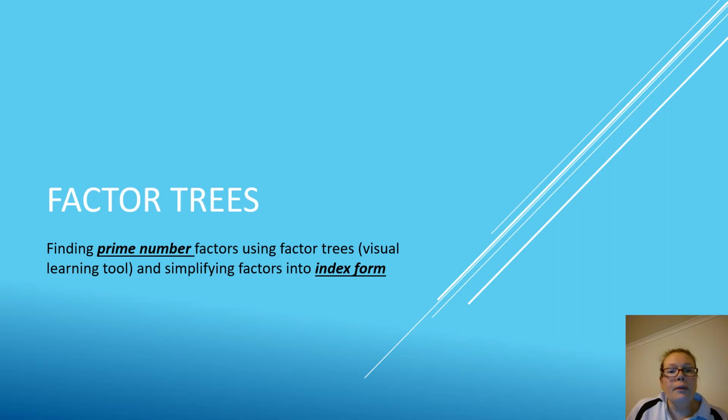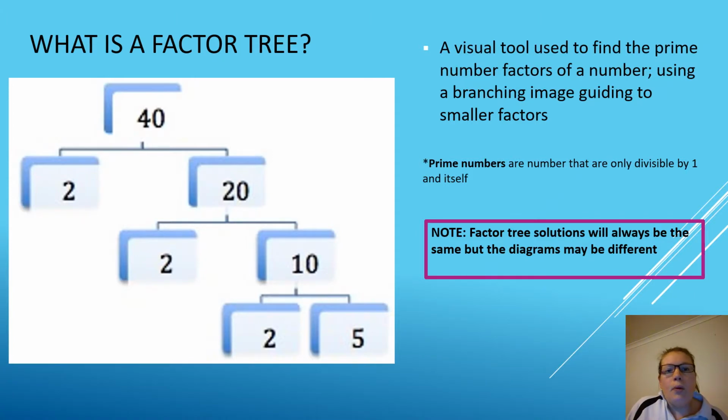Okay, so we've been looking at factors in class, and if you're just watching this and maybe missed a couple lessons, one way of finding factors is to use the visual tool factor trees. You use it to find prime number factors, and then you simplify those prime number factors into index form. And I'll go through what both a prime number and an index form is again, just so that we have the same understandings. So what is a factor tree?